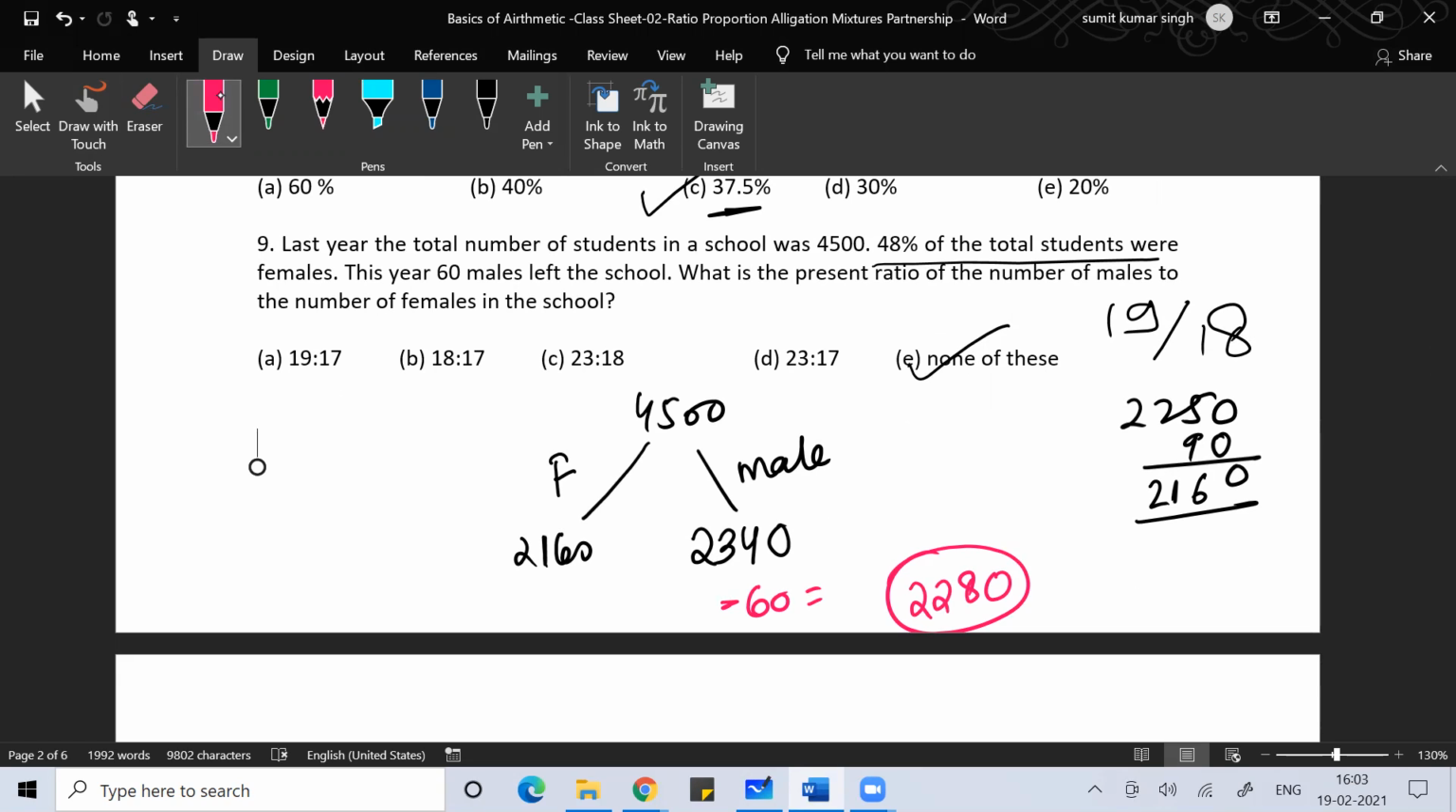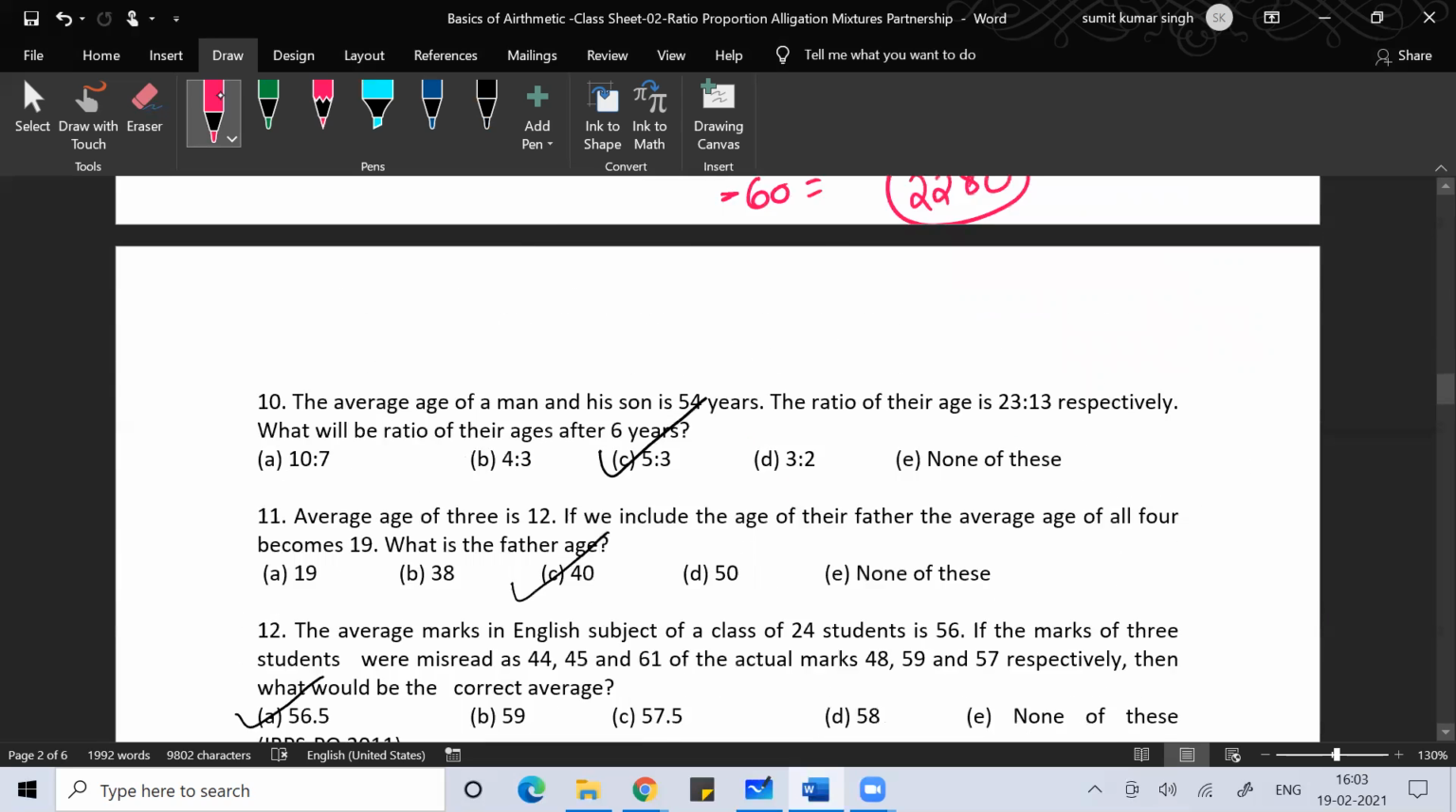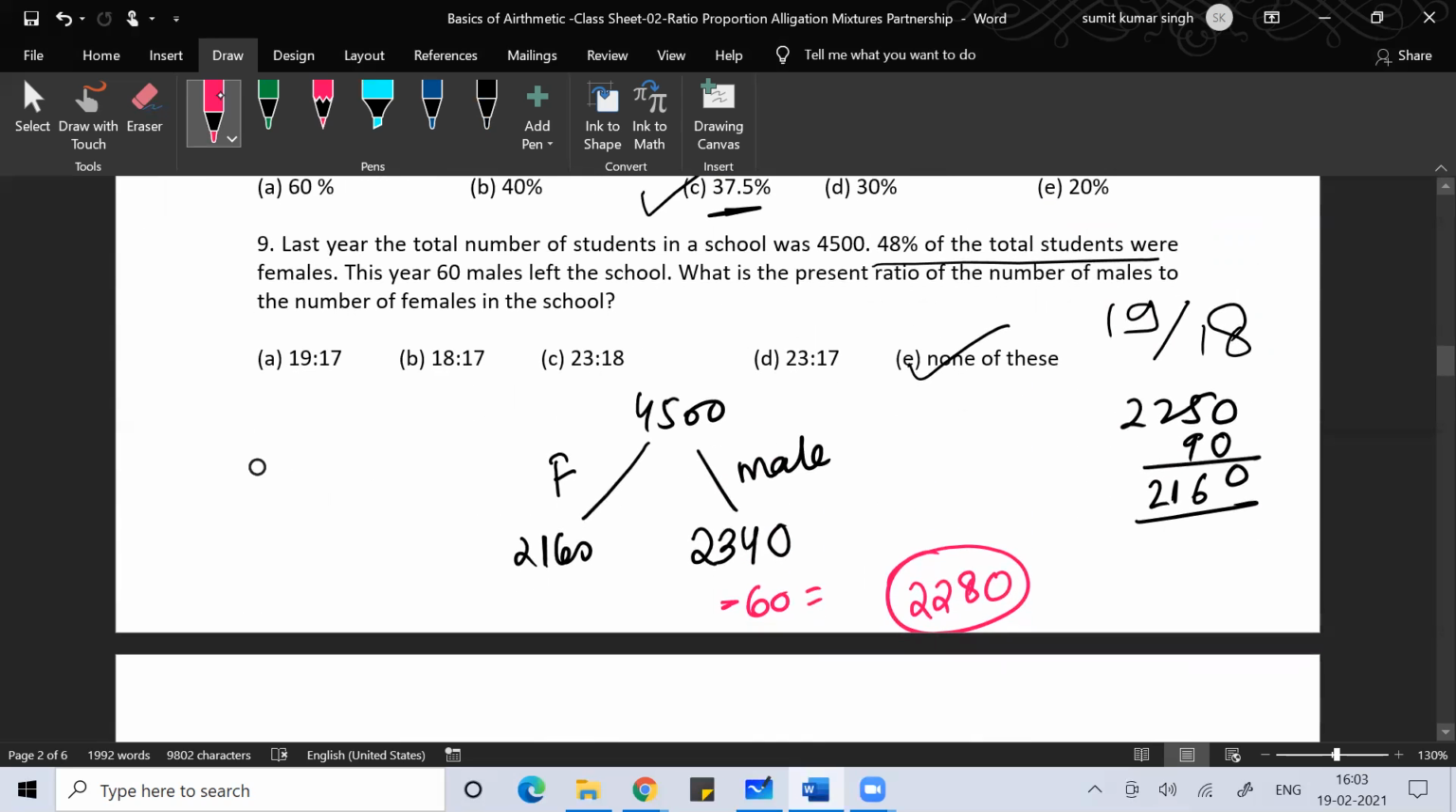There is no data given about female, how many joined or came. There is no information given as such for female. So I consider that whatever is given for female remains the same. I have to find the present ratio of the number of male to the number of female.